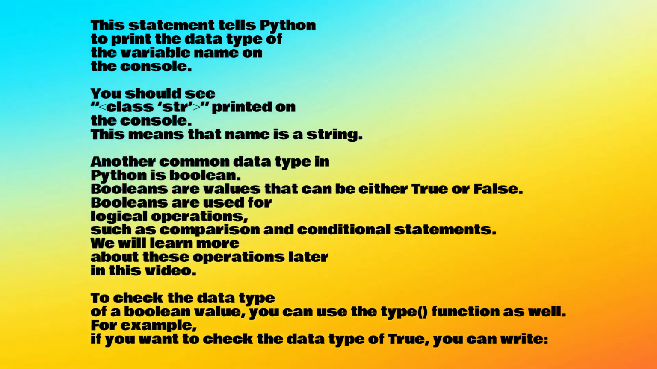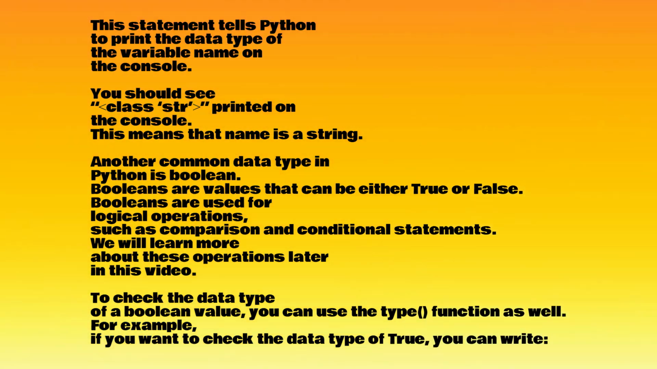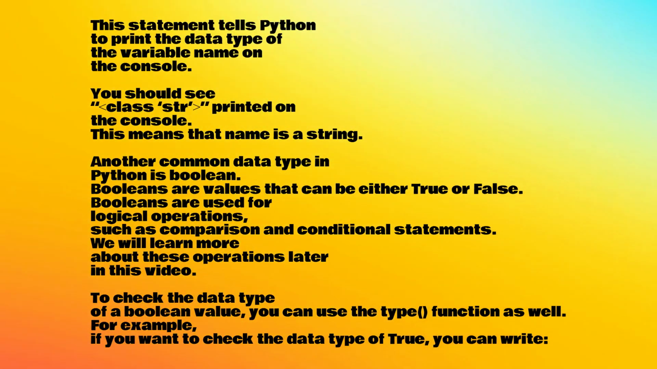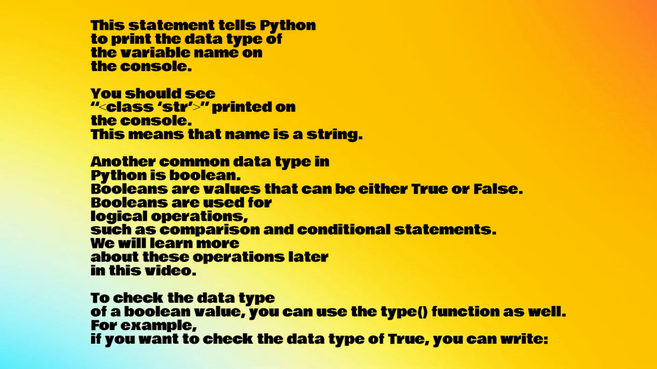Another common data type in Python is boolean. Booleans are values that can be either True or False. Booleans are used for logical operations, such as comparison and conditional statements. We will learn more about these operations later in this video.